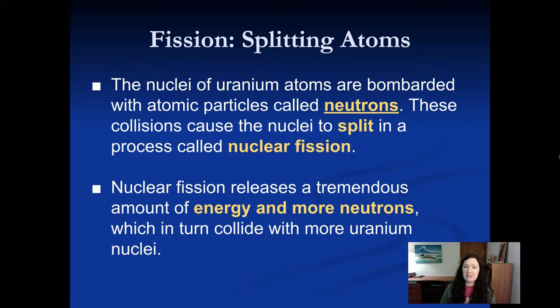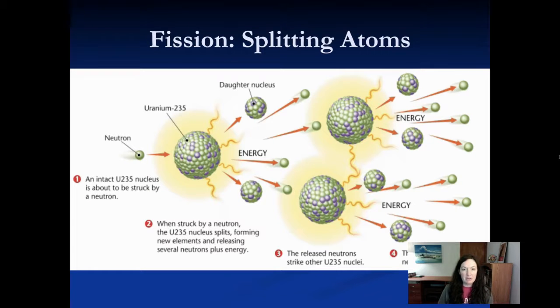So, nuclear fission releases a tremendous amount of energy and then more neutrons, and those neutrons collide with other uranium atoms, and that's where you get this reaction that creates an enormous amount of energy. Here's a picture showing you bombard a U-235, uranium-235 nucleus with a neutron. It splits it up and it creates these smaller daughter nuclei and a ton of energy. It also releases more neutrons, which collide with other nuclei. So it's like a chain reaction.